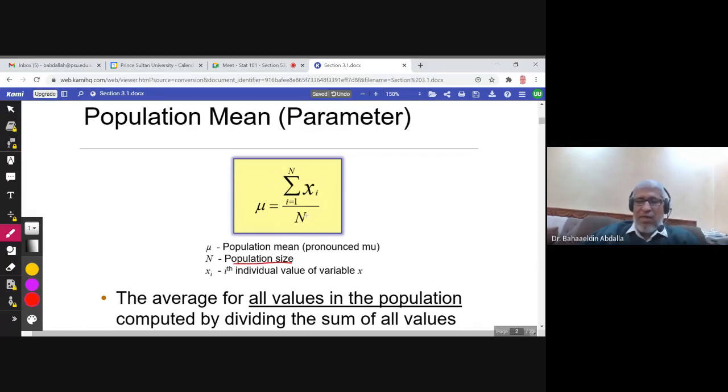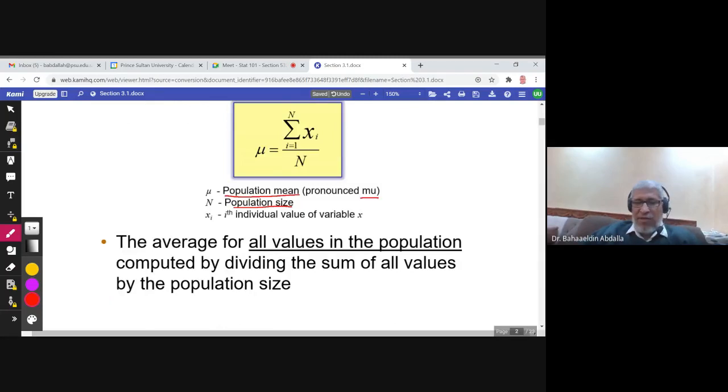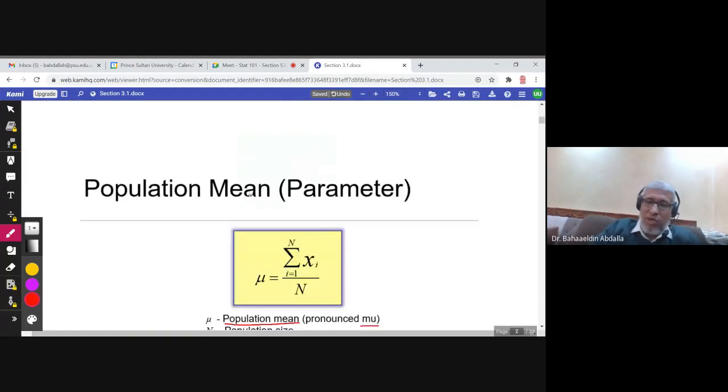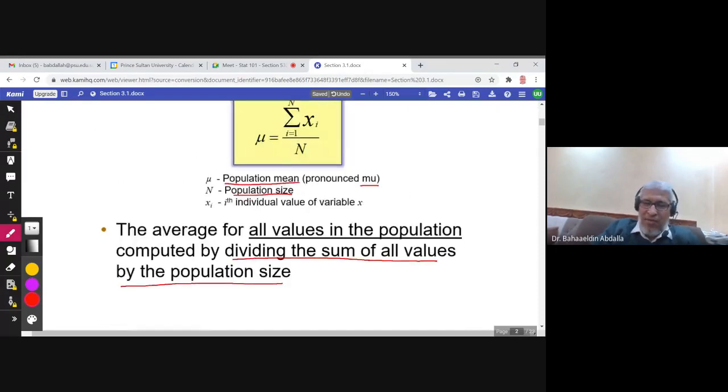So capital N is the population size. And this symbol is called mu. So mu is the population mean. So mu, or the population average, is computed by dividing the sum of all values by the population size. So you add all the values in the population and divide by the size of the population to get mu, which is the population mean or the population average.